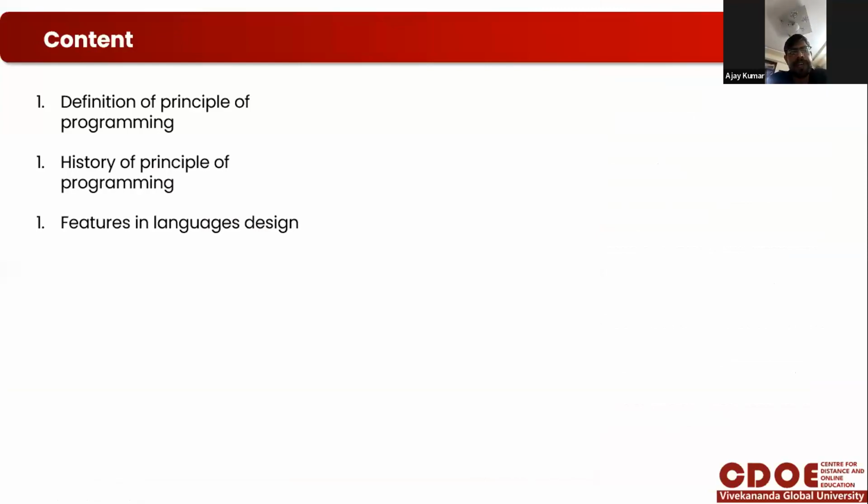In this topic, we learn about the definition of the principle of programming language and the history of the languages we will learn in future. Right now, we are learning the principle of programming language which we call C. After that, we learn about the features and how to design this programming language.